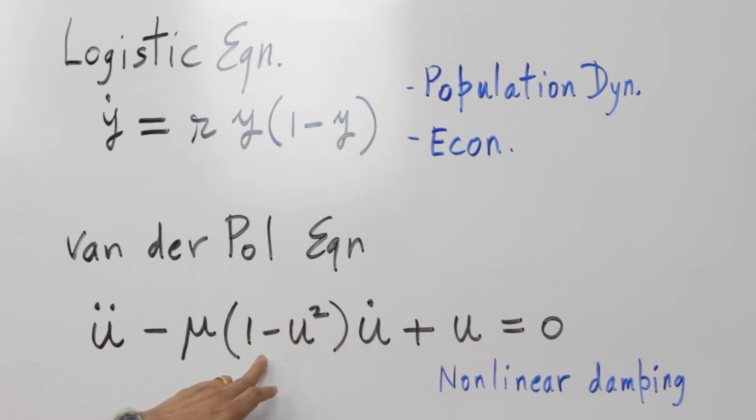As it grows, we can no longer neglect this u square in here, and so this will reduce the coefficient here, and in fact that will cause the solution to stabilize, and that's a behavior which is called nonlinear damping, and it's a common example of mechanical systems where this kind of behavior happens.